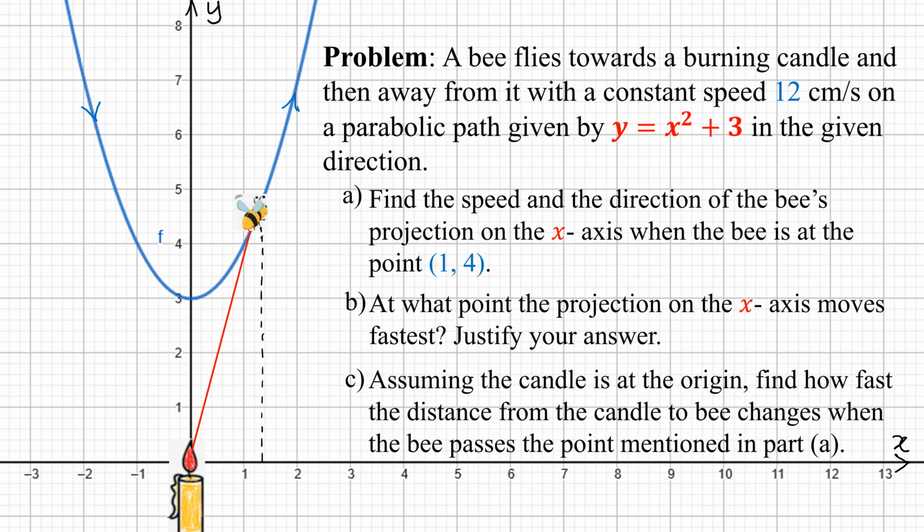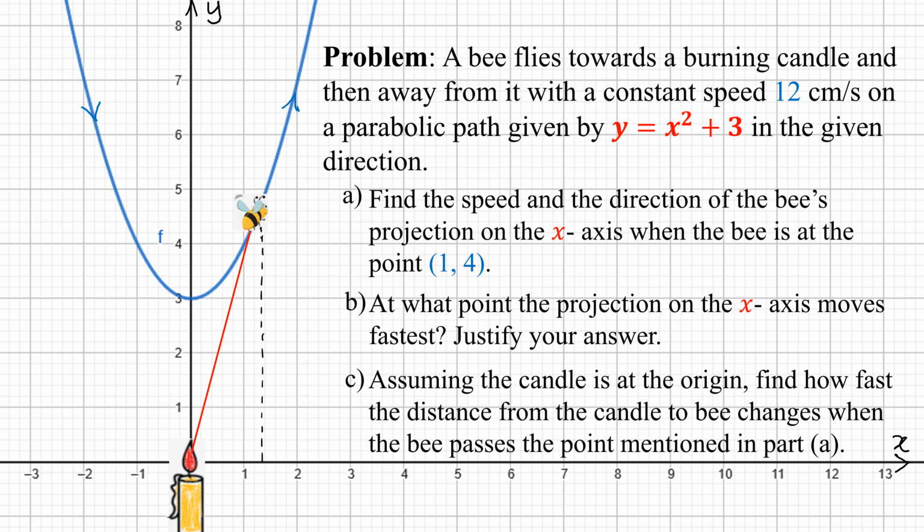And then part C asks, assuming the candle is at the origin, find how fast the distance from the candle to the bee changes when the bee passes through the point mentioned in part A, that means the point (1, 4). So let's try to answer these questions one by one.